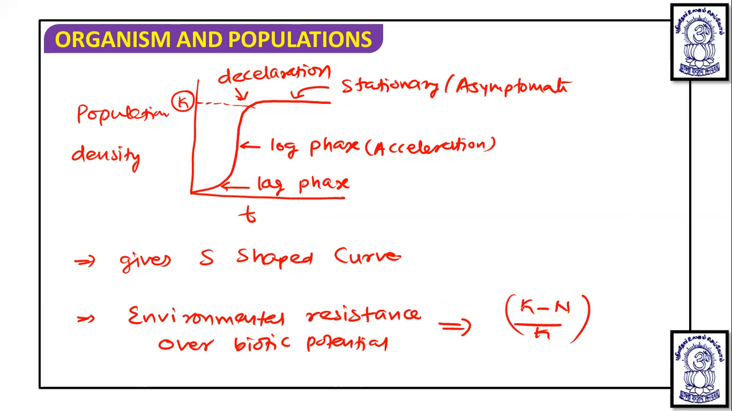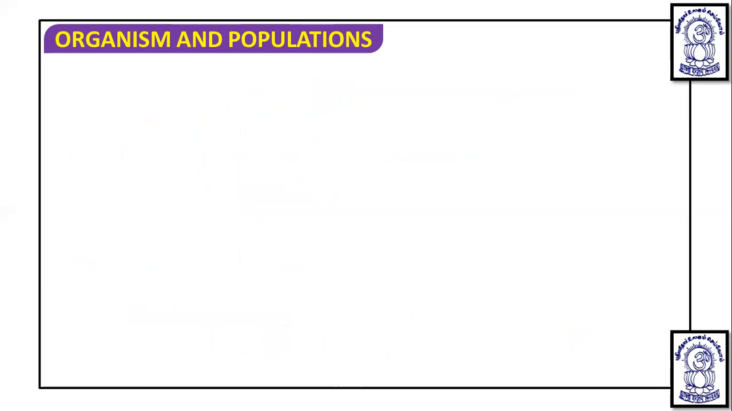So what is population density? It is the number present now. And carrying capacity is the total number possible. If one particular class has a capacity of 50 students, then 50 is the carrying capacity. But if 20 are sitting now, then 20 is the population density. Okay. So now this S-shaped or sigmoid curve is obtained.